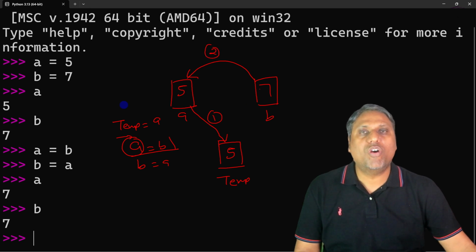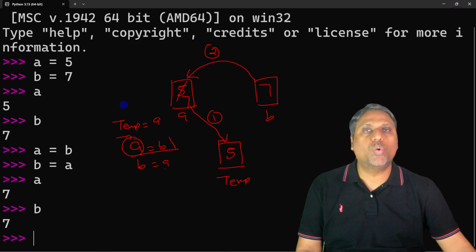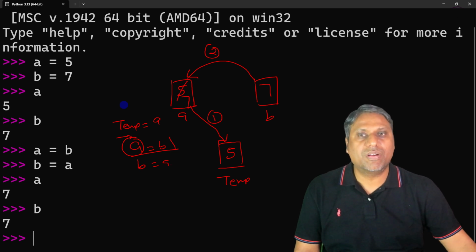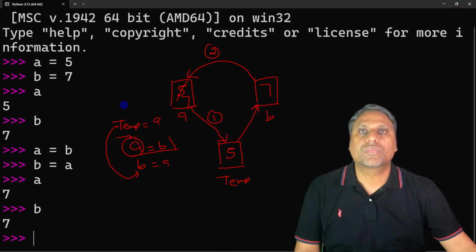So when the value of B becomes the value of A, A becomes 7. Perfect. Now, rather than saying B equal to A, because A is 7, where did I save the value of A? In temp. Isn't it here? So I will make this the value of B. I will now put this value into B. Now when I put this value into B, it will become 5. And in order to do that, I will say B equal to temp.